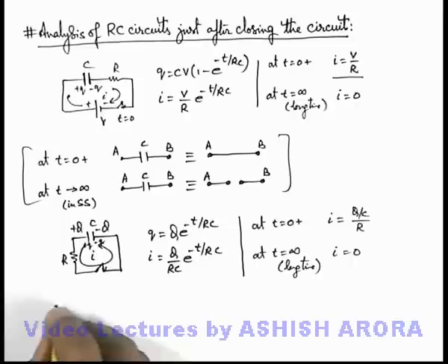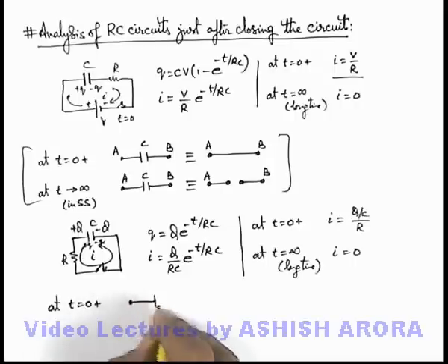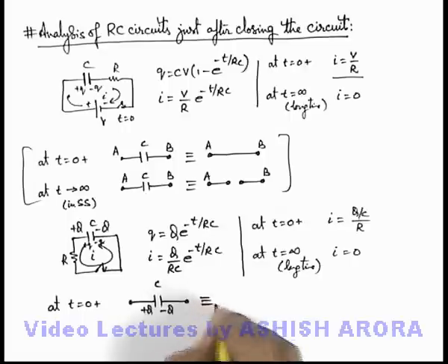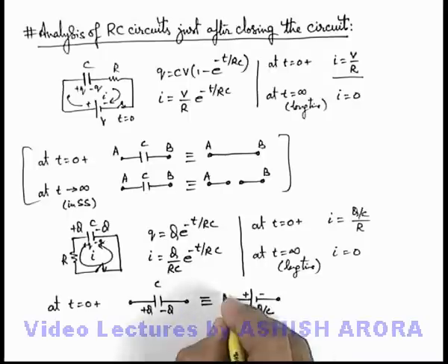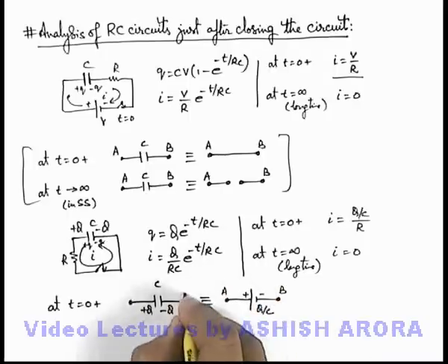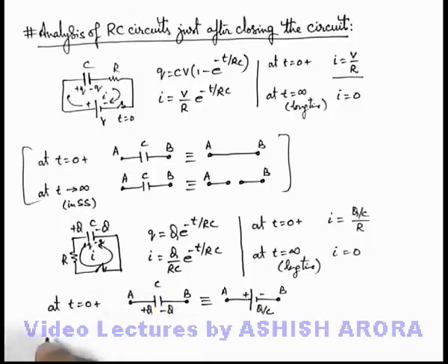That means in this situation at t equals 0 plus, if we are given a capacitor in a circuit which is initially charged with a charge plus Q and minus Q, then it will behave as if, instead of a capacitor, there is an EMF connected of value Q by C across the terminals A and B. This is just after closing the circuit in which an already charged capacitor is connected.